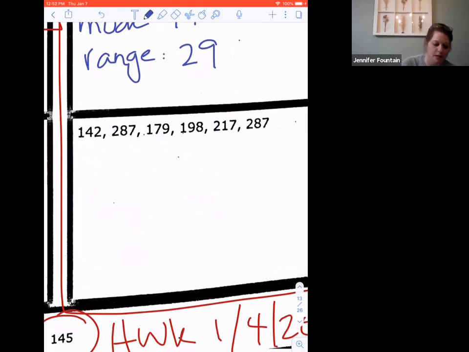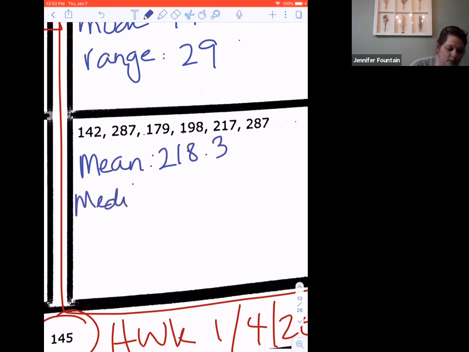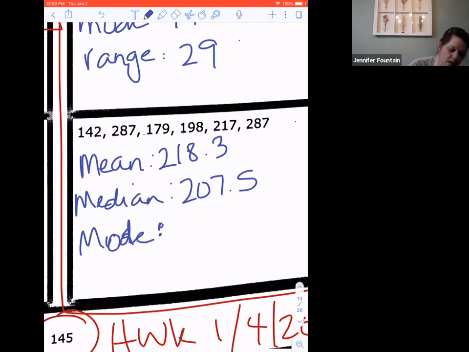The next one, my mean or my average is 218.3. My median or my middle number when they're in order from least to greatest is going to be 207.5. Whoops, pen's not picking up very well. My mode, my one that repeats the most, is 287. And then my range, which is the difference from least to greatest, is going to be 145.